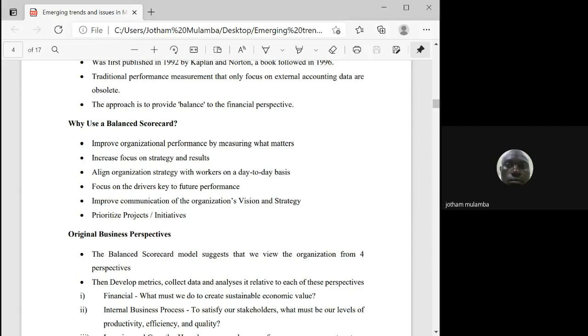Then you can also improve communication of the organization's vision and strategy. If we have a balanced scorecard, then we are only going to communicate to you what is relevant to you, that every department has whatever it needs to achieve.